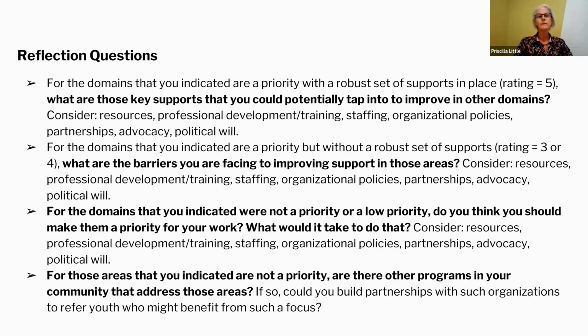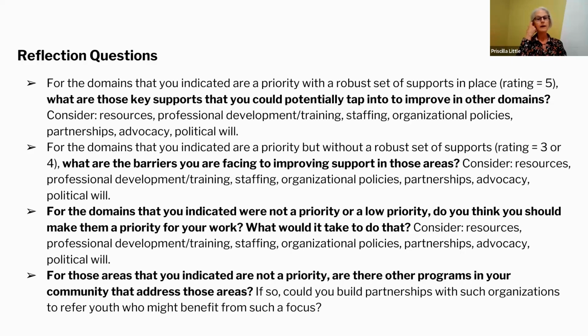We also really encourage you to think about, for the areas that you indicated are not a priority, because you may not be particularly focused on health in terms of physical activity, are there other programs in your community that address those areas? And if so, how do you build the partnership so you end up with really an ecosystem of supports across a community that support thriving?